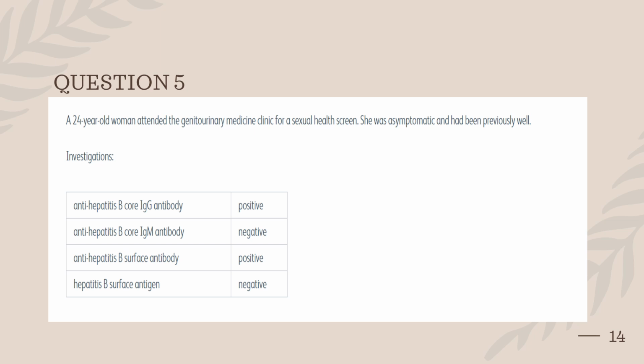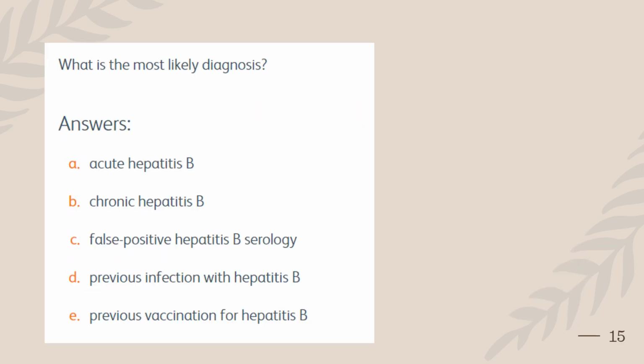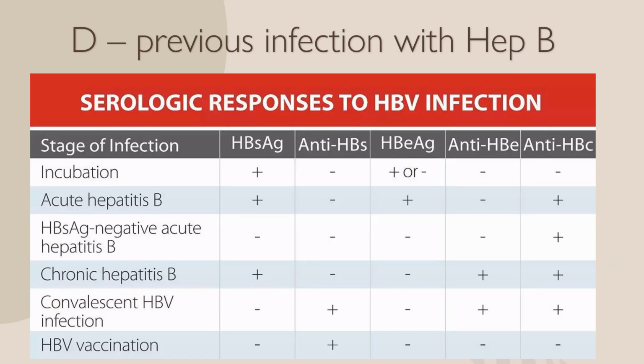Here the surface antigen is negative, so what is the most likely diagnosis? Is it acute hepatitis B? No. In acute hepatitis B, you could have surface antigen or maybe surface antibody also, but for core, again, you have IgM antibody, not IgG. Chronic hepatitis B? No, you don't have surface antigen now, so it's not chronic. It's a gone infection which is completely cured. False positive? No. Previous infection with hepatitis B? Yes. Previous vaccination? No. Why not? Because vaccination does not contain your core antigen or antibody.